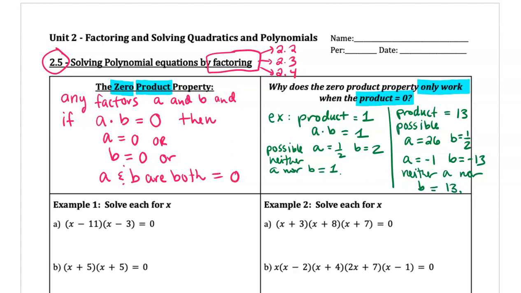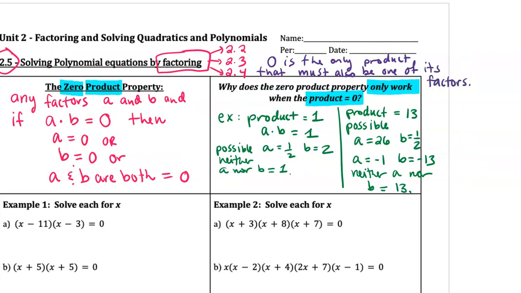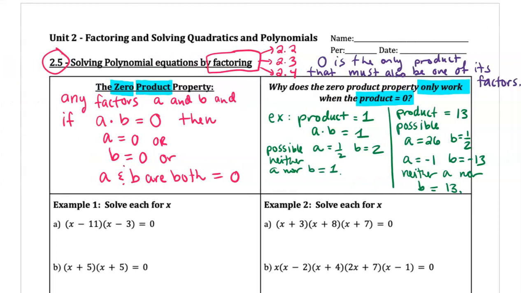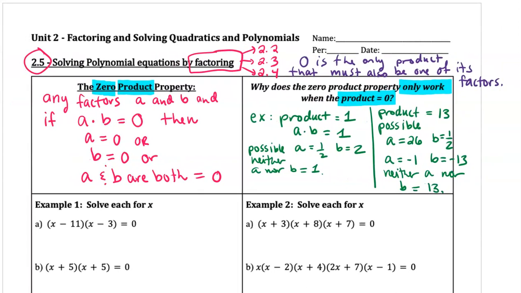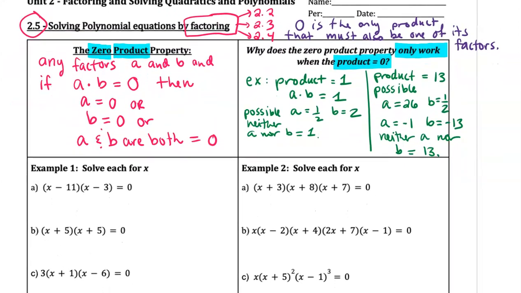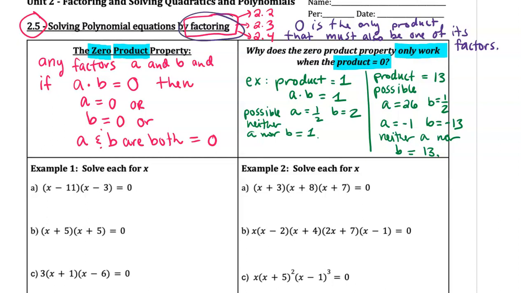0 is the only product that must also be one of its factors, maybe I'll write that up here, just because of the nature of multiplying anything by 0, you get 0. Okay, so we're going to use that logic in combination with factoring. The factoring is what creates the products, right?